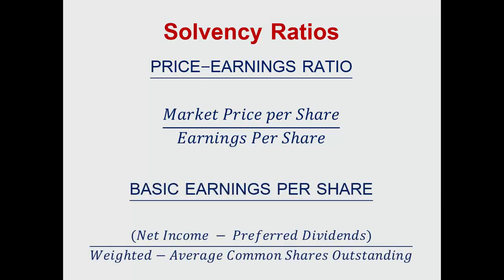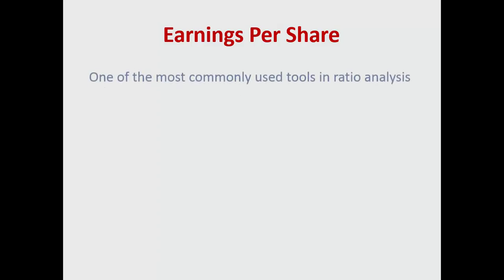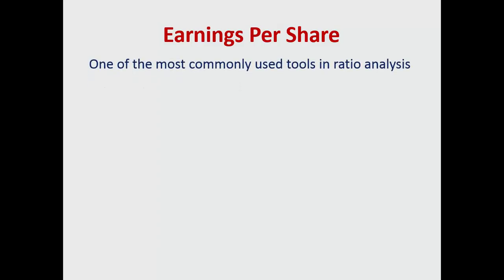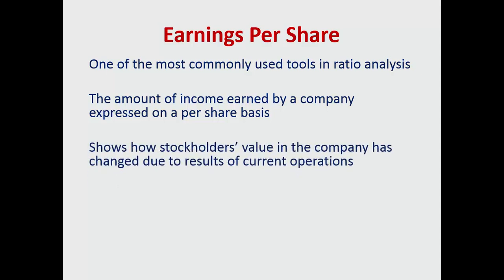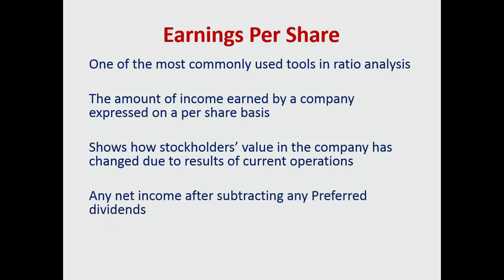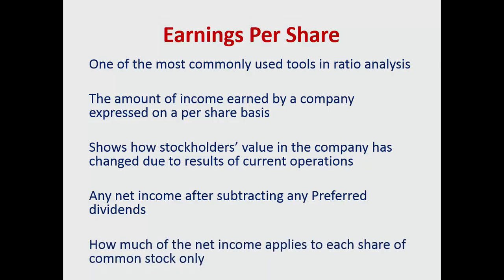And the basic earnings per share, again, the calculation. How do you get the denominator? So earnings per share, again, is one of the most commonly used tools of ratio analysis. It's the amount of income earned by a company expressed on a per share basis. It shows how your stockholders' value in the company has changed due to the results of current operations. And don't forget to subtract out any preferred dividends if there is any preferred stock outstanding.